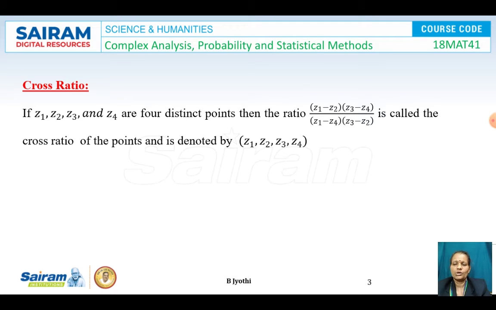The cross ratio: if Z1, Z2, Z3 and Z4 are 4 distinct points, then (Z1 - Z2)(Z3 - Z4) / ((Z1 - Z4)(Z3 - Z2)) is called the cross ratio of the points and is denoted by (Z1, Z2, Z3, Z4).